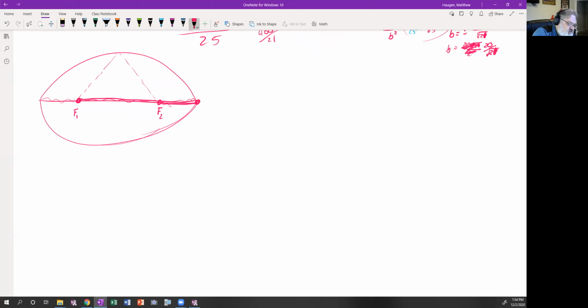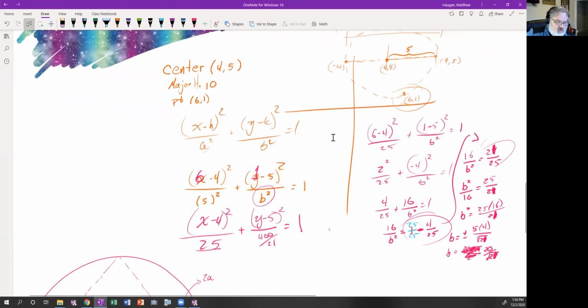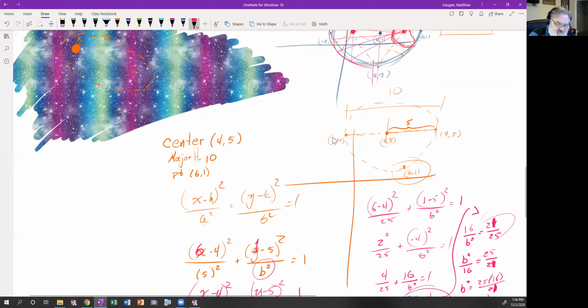So the string length is twice our A value. In our example, that A value was 5. So anywhere we reflect from a focus somewhere and back, the length of that path has to be that 10. No matter what that path is, it's not starting from the center.